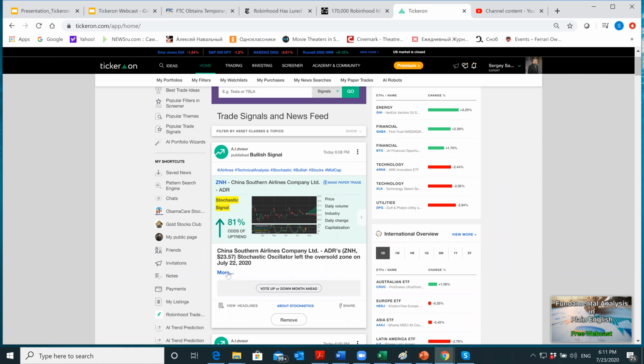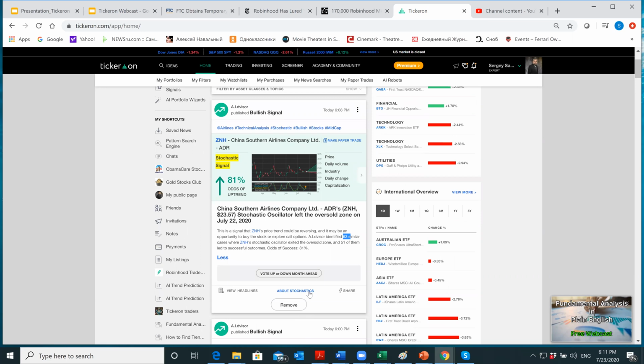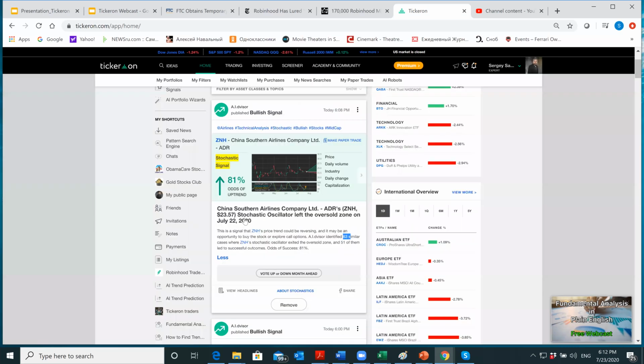How do we do that? If you read this news, as you can see, there were 63 similar cases with the stochastic signal. If you don't know about stochastic, then you can click right here. So you don't need to go through a hell of a lot. So we know this is the oversold zone, this is overbought. If you're crossing this line, then it goes up. And I had a webcast last week explaining some of that stuff. And what we do, we use this indicator, stochastic.